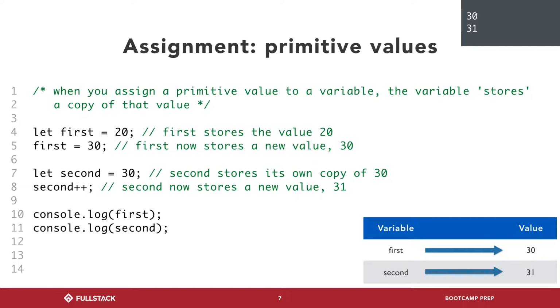Everyone's good so far? Now when I say, hey computer, what's first? The computer will go to first and say, oh yeah, this is pointing to the 30 value, so therefore you are now 30.